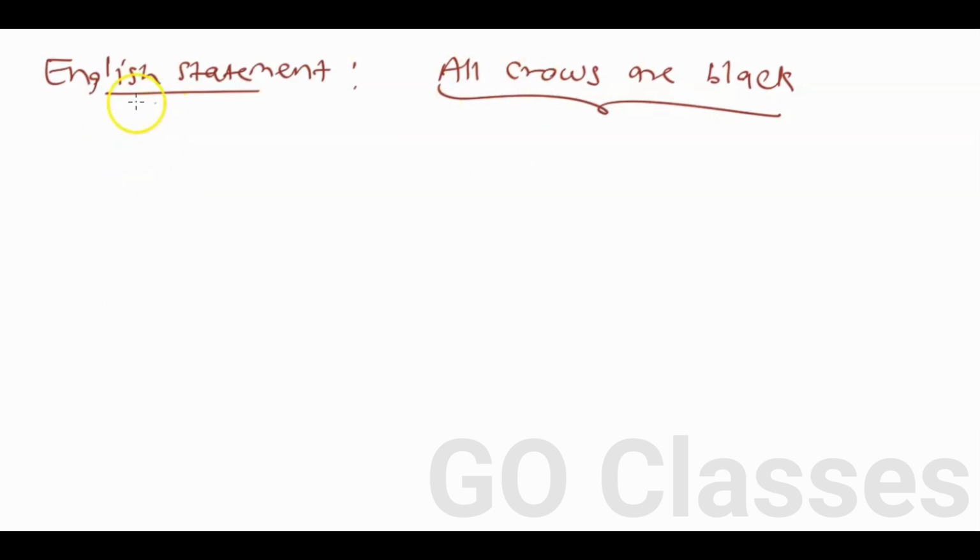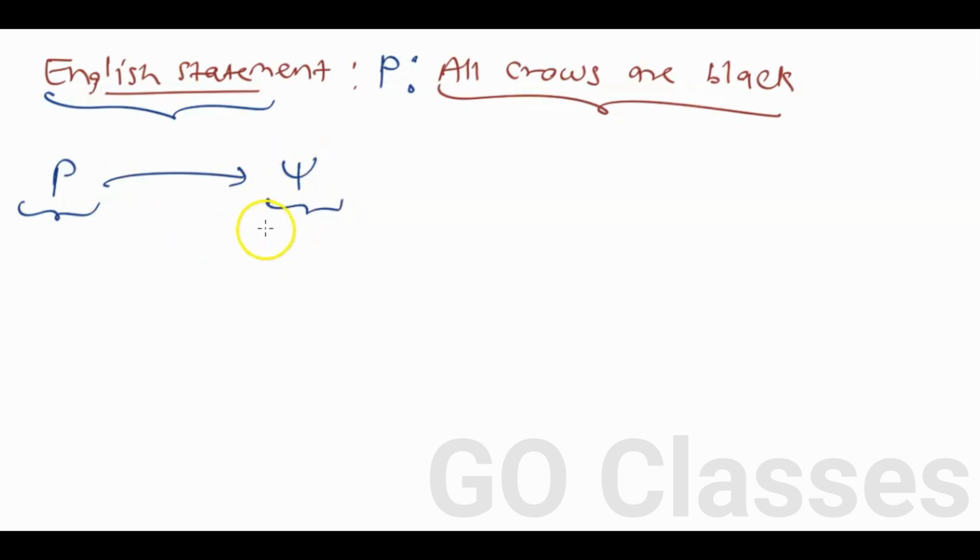If you have any English statement, let's call it P. Now we want to translate this P, which is an English statement, to a first order logic expression. Let's call it psi. So this is a mathematical expression, or you can say a first order logic expression. We want to write the corresponding first order logic expression for this English statement P.